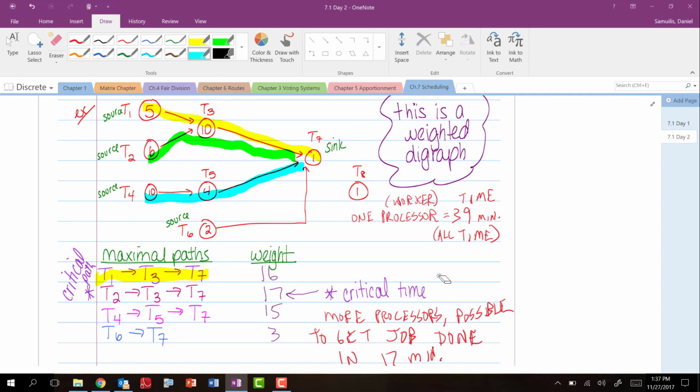One processor, 39 minutes. That's what we're trying for, optimization. So that's why we want to organize. We want to organize how the tasks are lined up, who has an order requirement, and then from there, what is the optimal time? I just threw that word out there. That's tomorrow. The optimal time for this is getting the job done in the critical time, in that time frame, let's say.